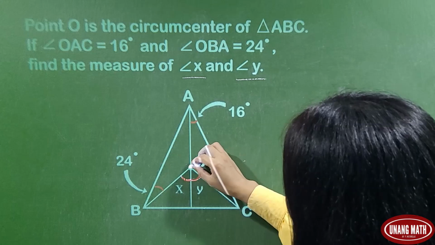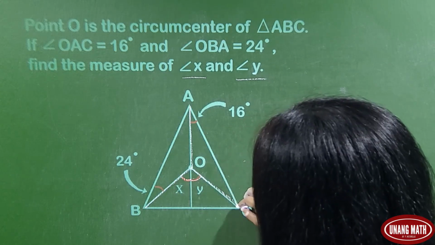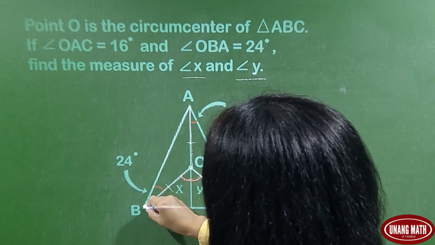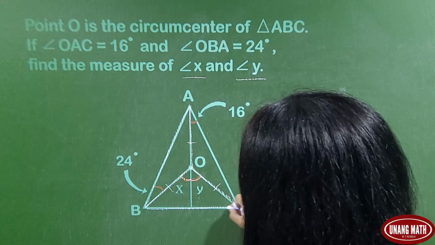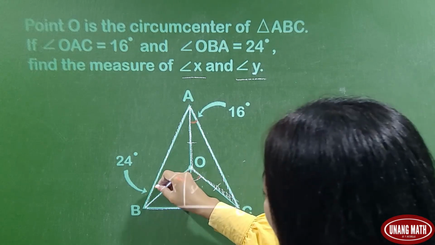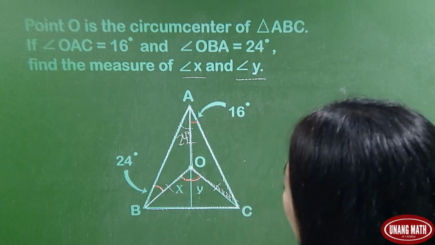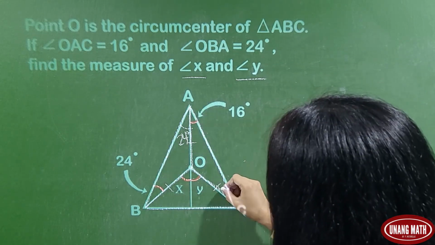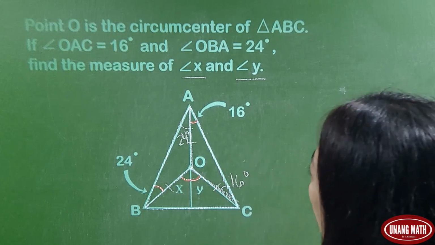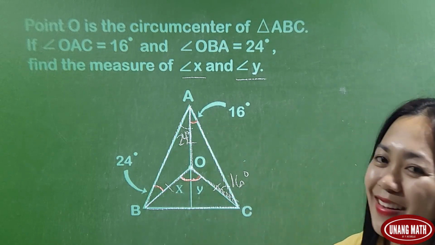First, this is the circumcenter. So from the vertex to the circumcenter, these are all equal in length. So we have here an isosceles triangle, another isosceles triangle, and this is our third isosceles triangle. So this is 24 degrees, which means this is also 24 degrees. If this is 16 degrees, then this is also 16 degrees because these are the base angles. We are looking for the measure of angle X and angle Y.